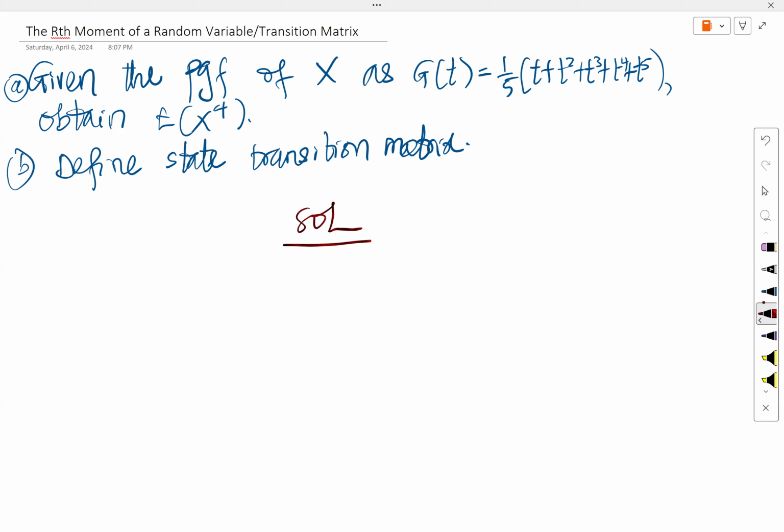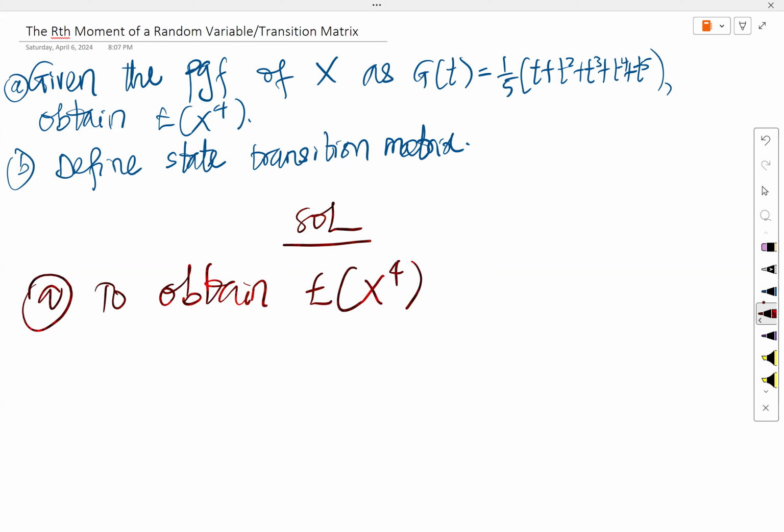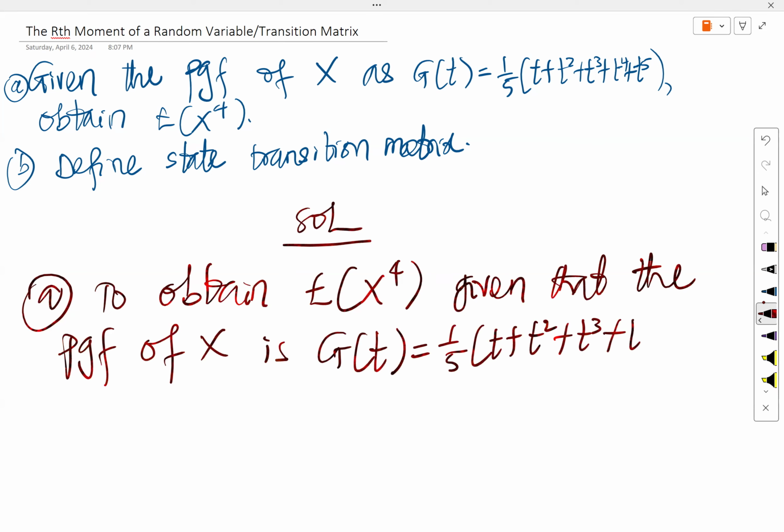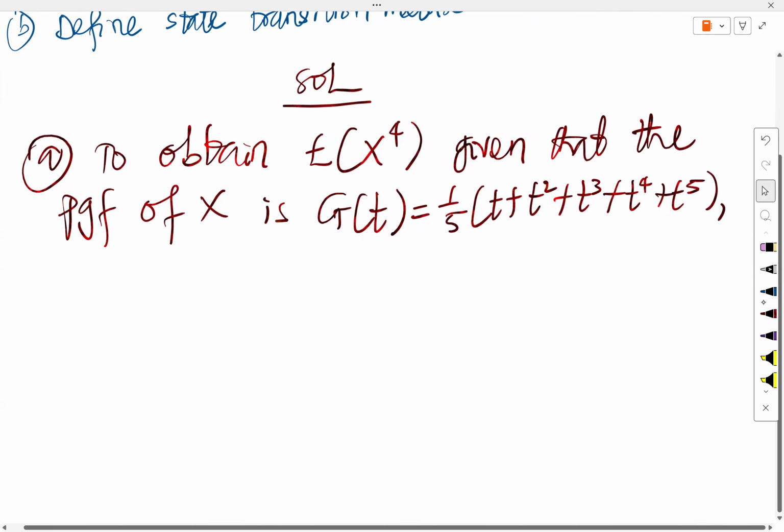Okay. So to take care of the first question, to obtain the expectation of x raised to power 4, given that the PGF of x is g of t, that's the probability generating function, which is 1 over 5 into t plus t squared plus t cubed plus t raised to power 4 plus t raised to power 5. So we have to do that.